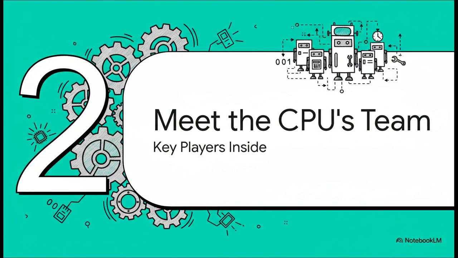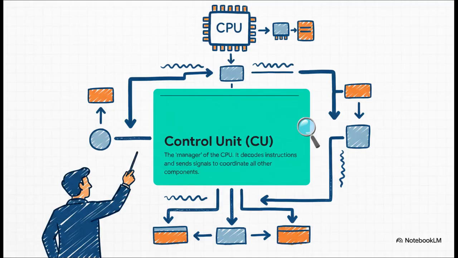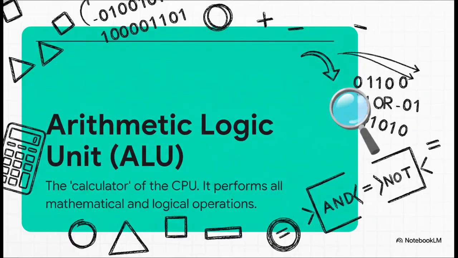Okay, so before we can actually follow that cycle step by step, we first need to meet the team inside the CPU that makes it all happen. It's best to think of it as a super specialized and crazy efficient crew, where every single member has one very specific job to do. First up, we've got the manager, the control unit, or CU. Now, this guy doesn't get his hands dirty with the actual calculations. Instead, it reads every instruction and basically directs traffic, telling all the other components what to do and exactly when to do it.